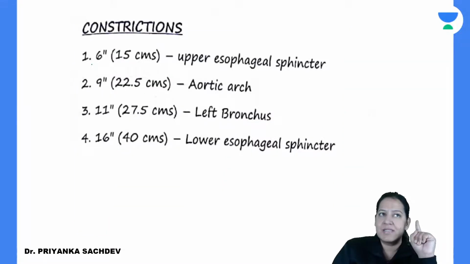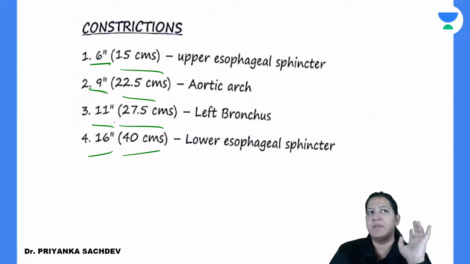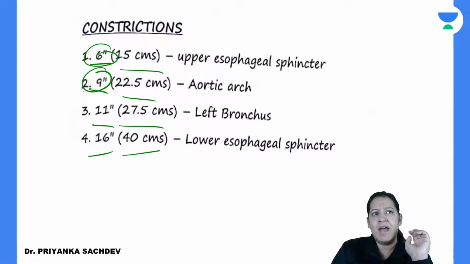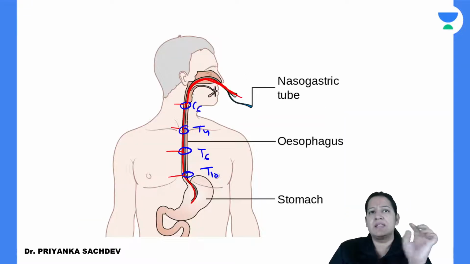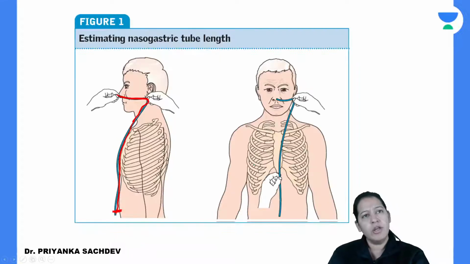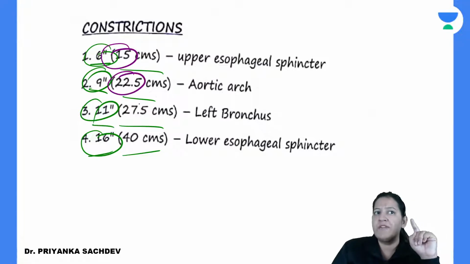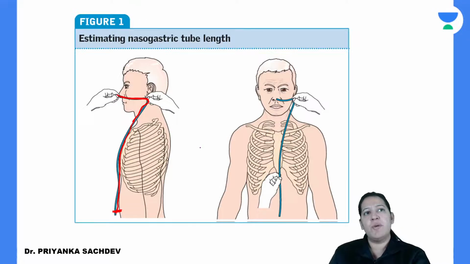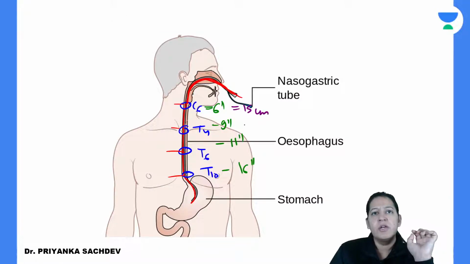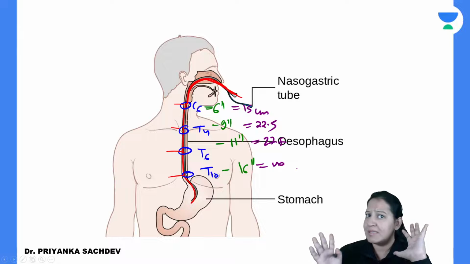So either learn the distances in inches or learn in centimeters. You know the conversion: how many centimeters is 1 inch? In inches it is easy: 6, 9, 11, 16. So learn like this. It is 6 inches for C6, then 9 inches, then 11 inches, and then 16 inches. Or you can learn in centimeters also. In centimeters the distances are 15 centimeters, 22.5, 27.5, and the last is 40. So you can do the conversions. Many MCQs come from these distances.